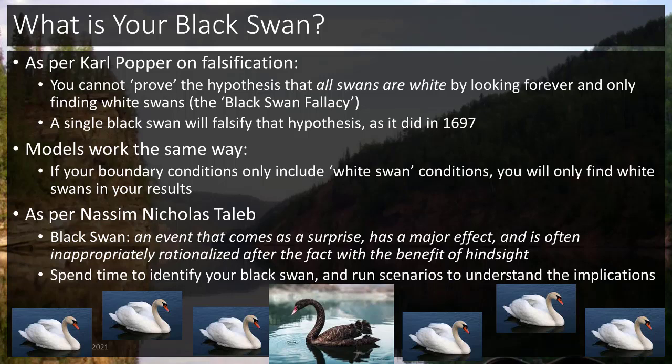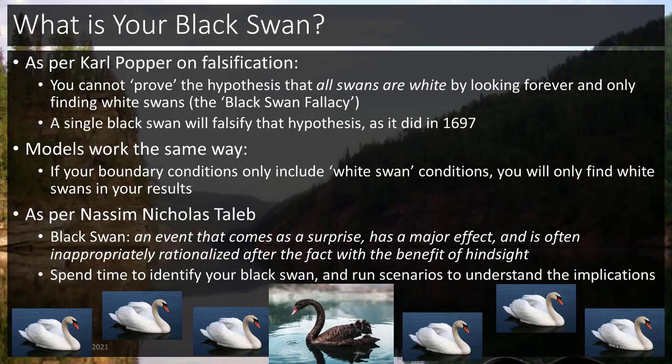So taking that to models, if your inputs are only looking at white swans, your outputs will only see white swans. If you haven't put something in there that's unexpected, your model can't tell you anything about something like, for example, a spill. If you haven't put a spill into your model, you don't know what the results of a spill will be.